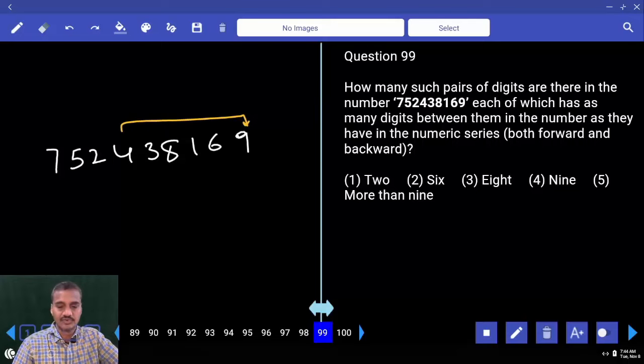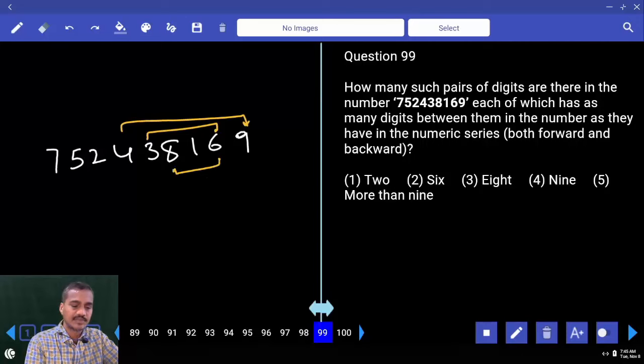And 4, 5, 6, 7, 8, 9. 3, 4, 5, 6. 4, 5, 6. And 8, 9. 1, 2. Left hand side to right hand side, how many are there? There are exactly 2. And again in the reverse, 9, 6, 7, 8. 6, 7. 1, 2, 3. 1, 2, 3, 4. 1, 2, 3, 4, 5, 6, 7.